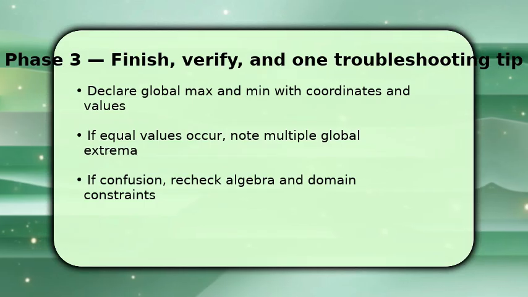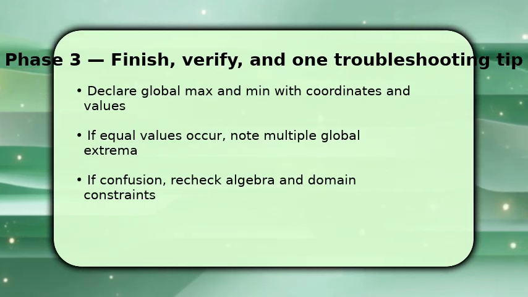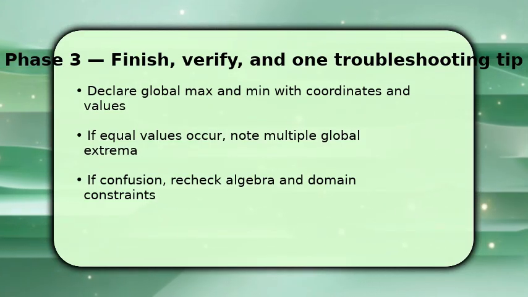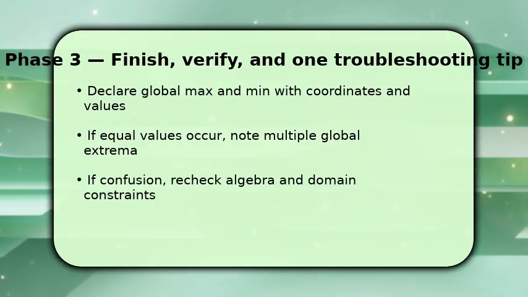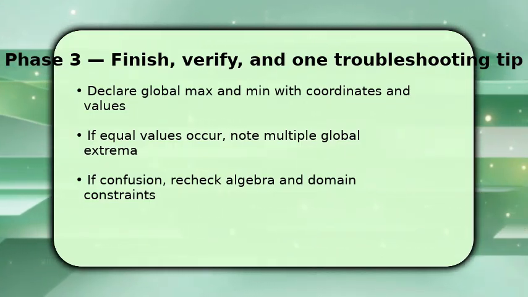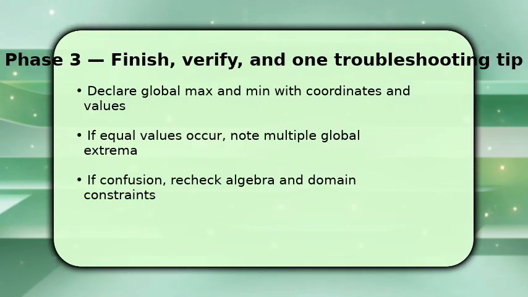If two candidates yield the same top value, note that you have multiple global maxima and do the same for minima. If results seem wrong, recheck your algebraic steps. Verify you solved f prime equals 0 correctly, and confirm the domain. Often a missed endpoint or undefined derivative causes the mistake.